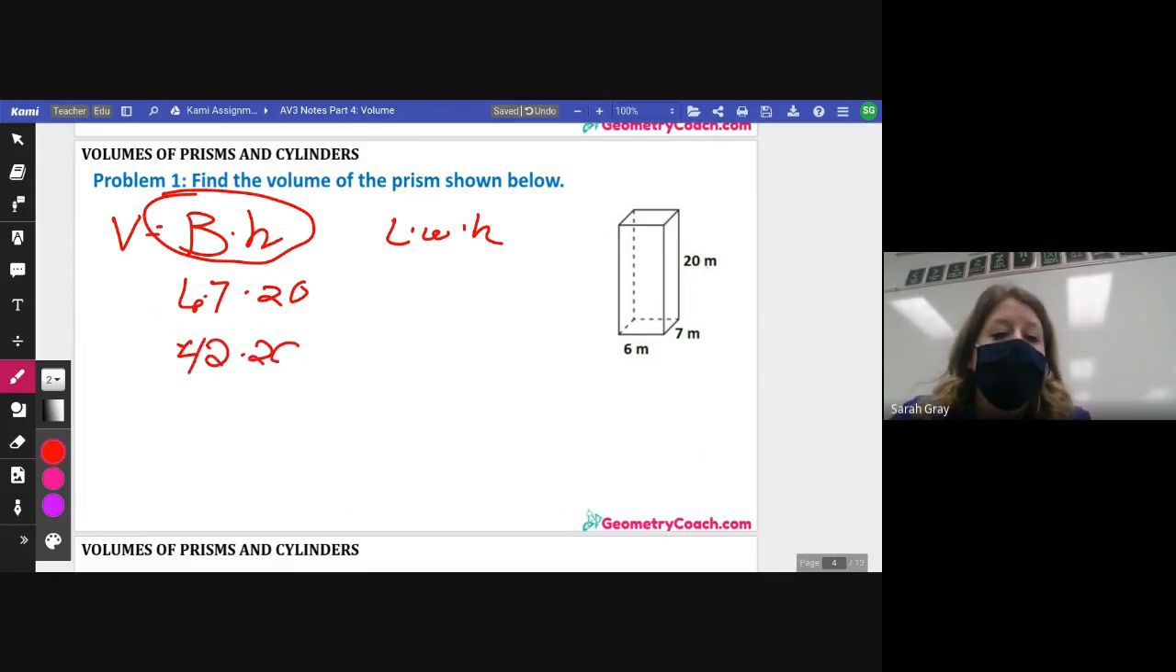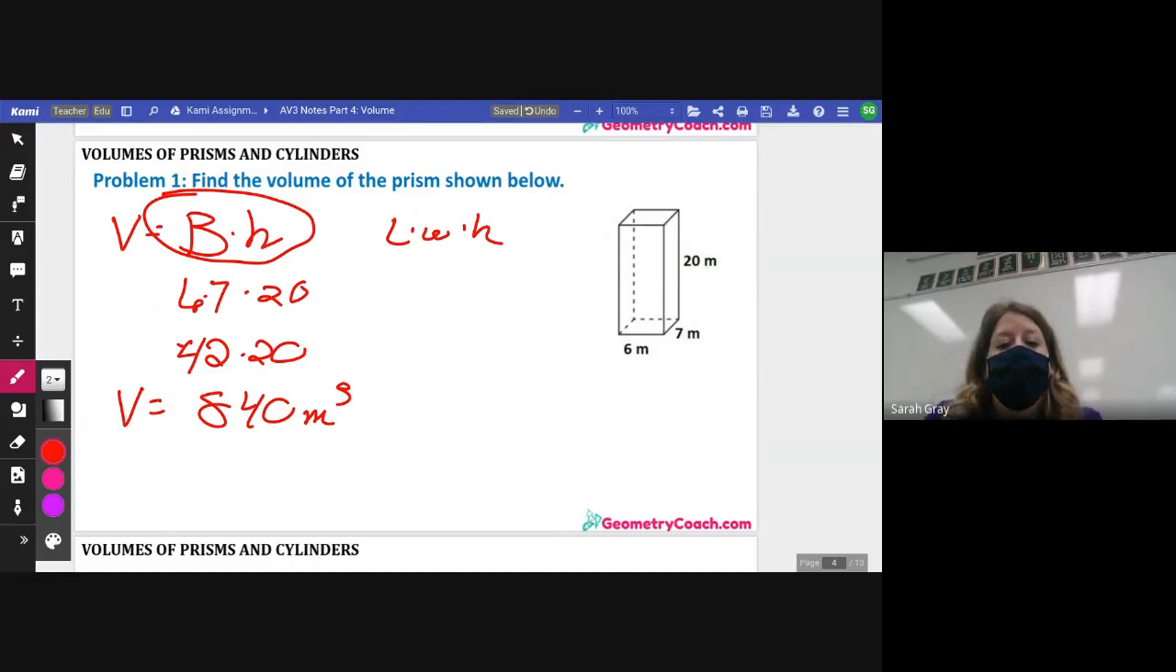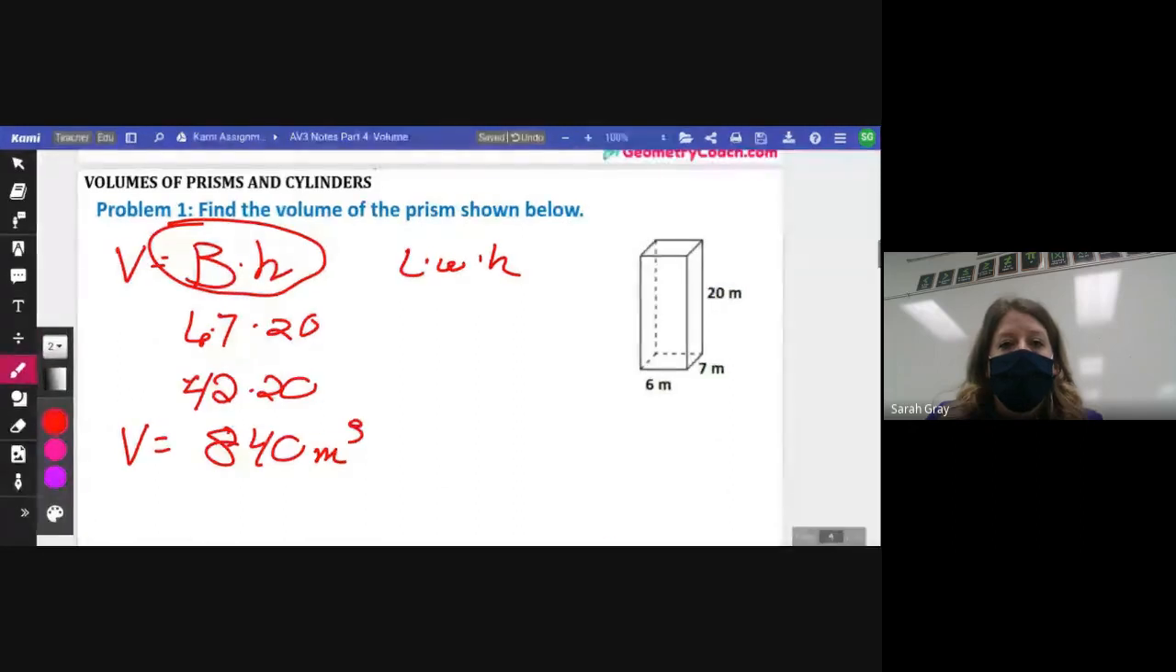All right, so we're going to do 42 times 20. So we have 840 meters cubed, or cubic meters. 840 cubic meters. Questions there? Okay.